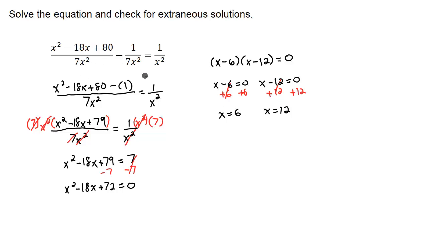So these are going to be my two answers, and if I plug them back into my variables in the denominator, I'm not going to get a 0 at all. So neither of them are extraneous solutions. They're my final answers.